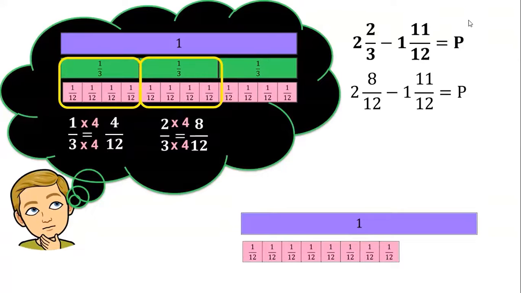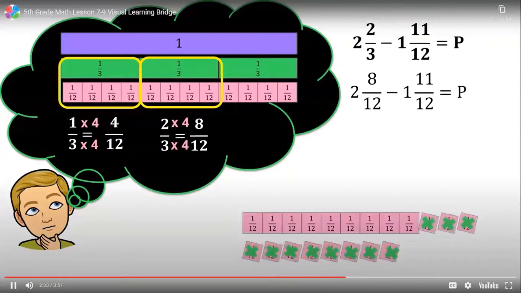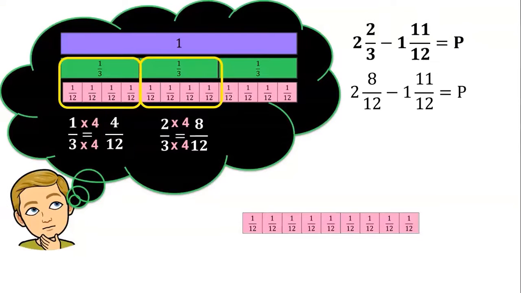This means that we will need to trade 1 whole for 12/12. Let's do that now. Notice that we did not change the amount of 1 and 8/12. We just changed how the whole was partitioned. So now we have 20/12. We can remove the 11/12. And we have 9/12 left. So 2 and 8/12 minus 1 and 11/12 is 9/12.